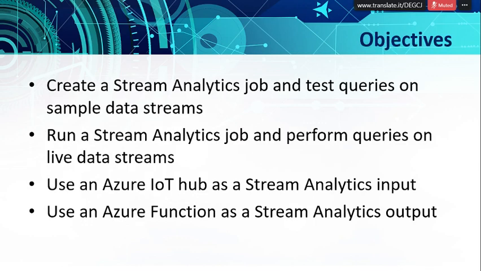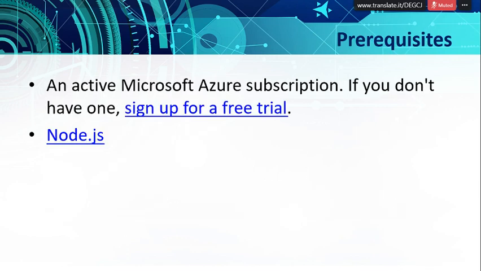Today's objective is to create a stream analytics job and test a query on a sample data stream, run a stream analytics job and perform a query on a live data stream, use an Azure IoT Hub as a stream analytics input, and use an Azure function as a stream analytics output. There are four prerequisites. An active Microsoft Azure subscription. If you don't have one, please sign up for a free trial. And other than that, Node.js.